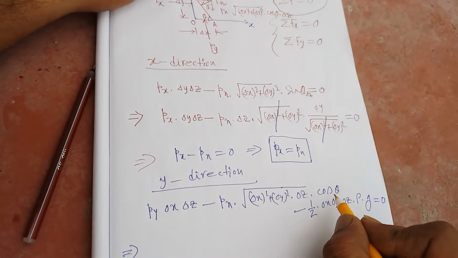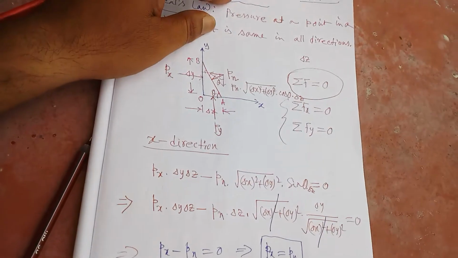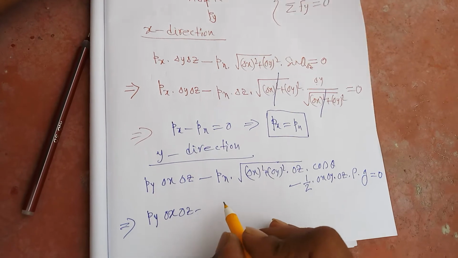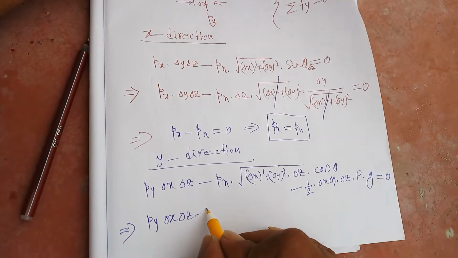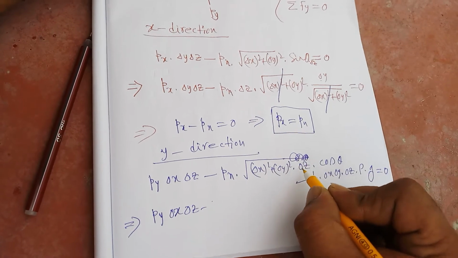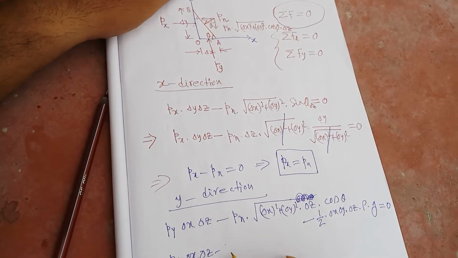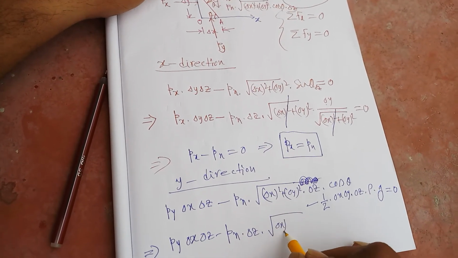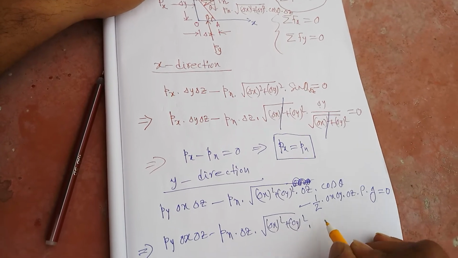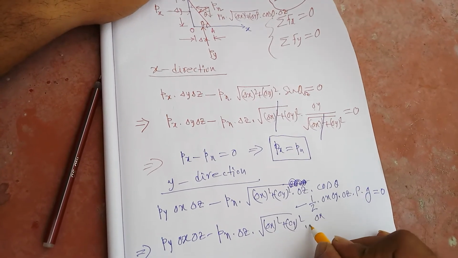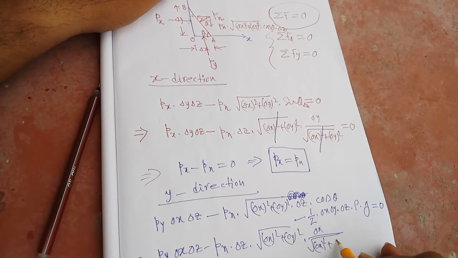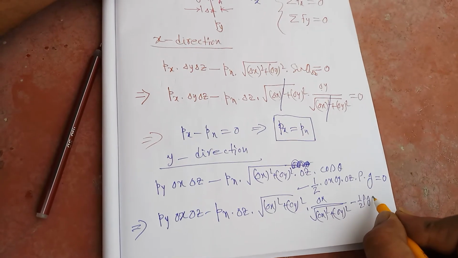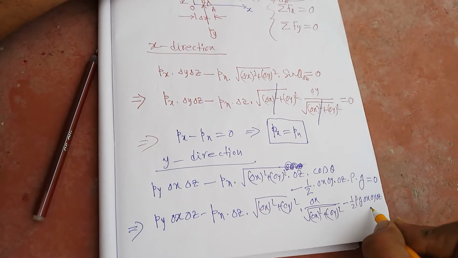Here again we are replacing cos theta by delta x divided by the hypotenuse. So Py delta x into delta z minus, delta z should be outside the square root sign. Okay. So Pn into delta z into the square root of delta x square plus delta y square multiplied by delta x divided by the hypotenuse and minus half rho g delta x delta y delta z is equal to 0.